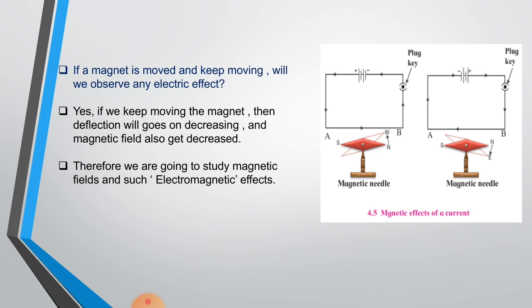Electromagnetic effects, which means what? Electro and magnetic. Electro means electricity and magnetic means magnet. So both these terms are related to each other. So we are going to study what? Electricity, magnet and its effect.